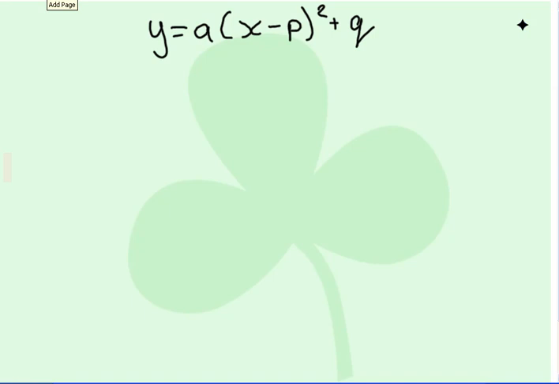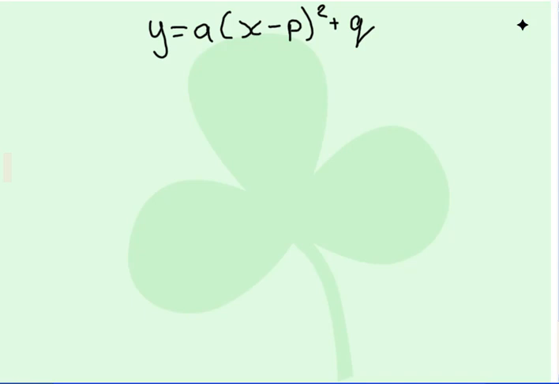Let's have a quick look at the vertex graphing form. The equation is y equals a times (x minus p) squared plus q. Now those letters, a, p, and q, all tell us something about how a parabola is drawn, or what the parabola is going to be. Let's start with the p and the q. Those tell me where the vertex is.